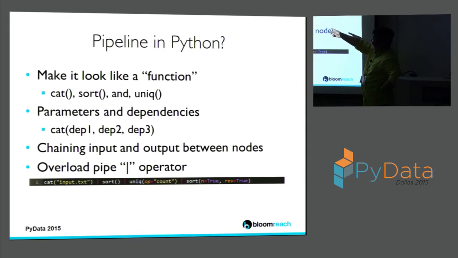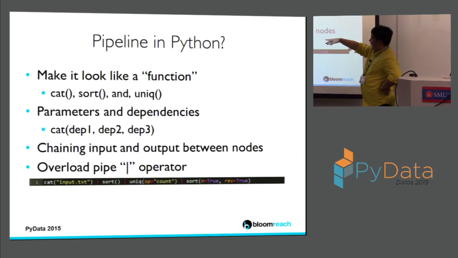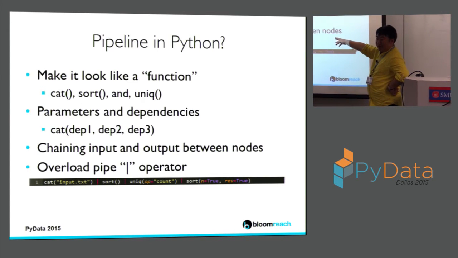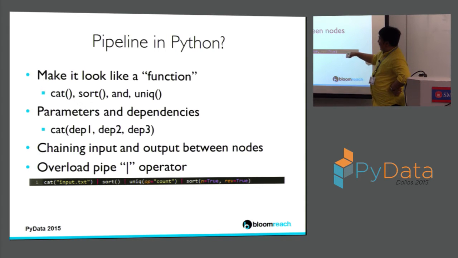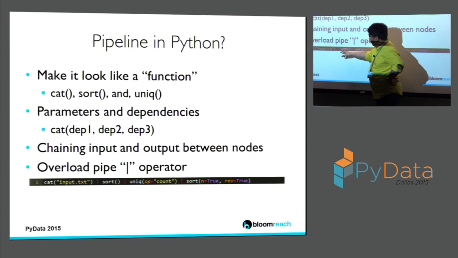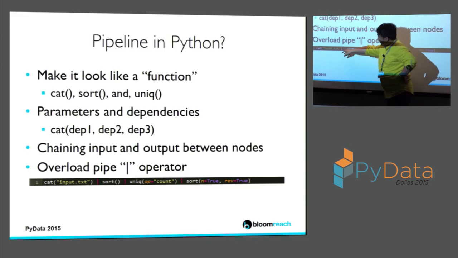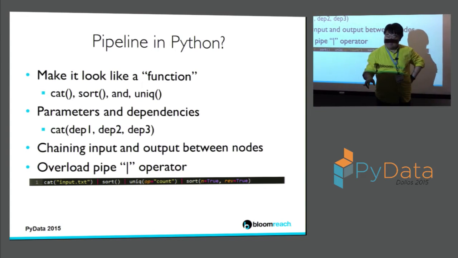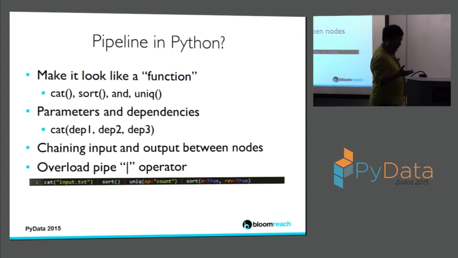Originally in shell scripting, you put the parameter after a space, and in Python, you want to call it in a way like a function. And of course, we want to change the input and output between two nodes. So like in this example, you want to put the output of this function into the next one. So that's kind of the trick you have to do. So how can you do that in Python?